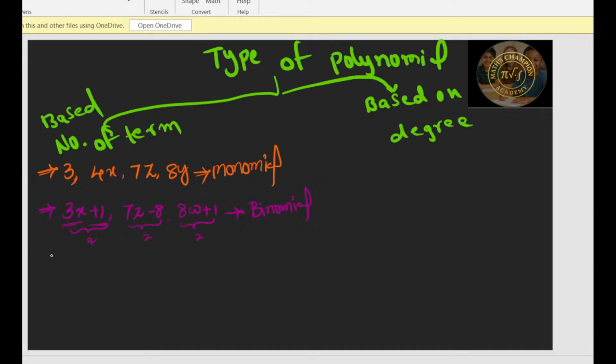Now look at, if more than 2 terms are there, for example 3x plus 4 plus z, how many terms are there here? 3 terms. 3x is a single term, 4 is a separate term, z is a separate term. If any expression has 3 terms, that one we call a trinomial.